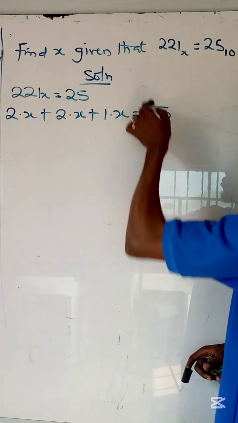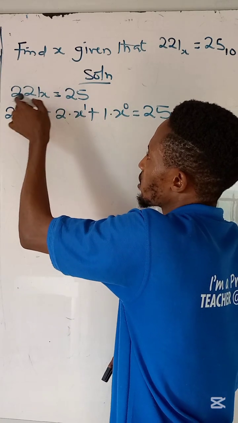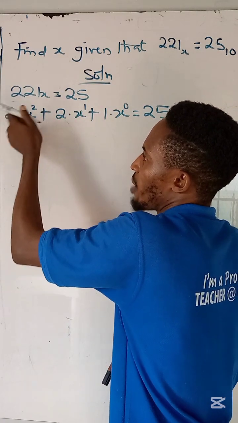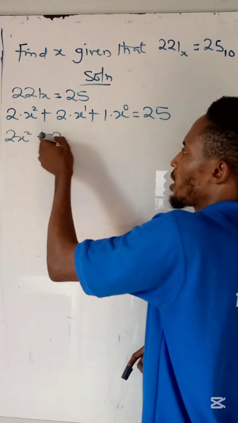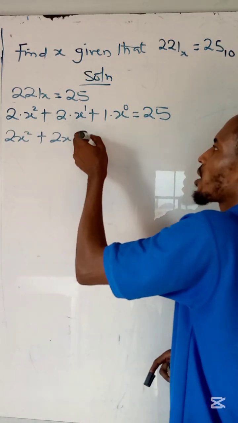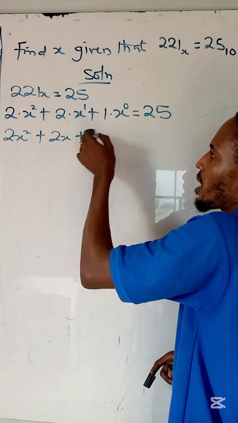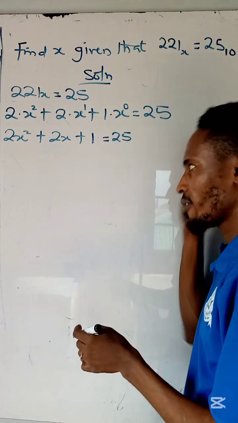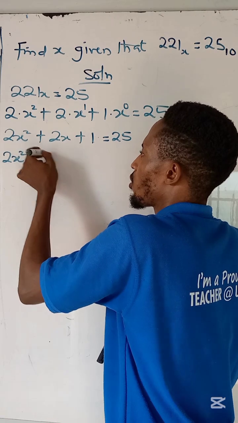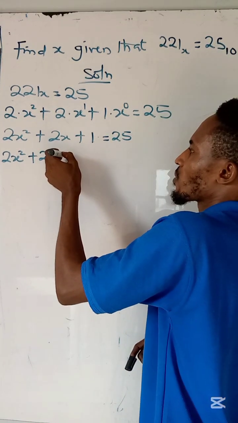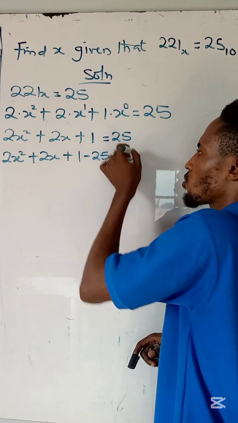equal to 25. Now I will give them the power from the right to the left, 0, 1, and 2. So this 2 times x squared means I have 2x squared plus 2x plus, now x raised to the power 0 means 1. So 1 times 1, I still have 1 equal to 25. So let's take this to the other side to have it as 2x squared plus 2x plus 1 minus 25 equal to 0.